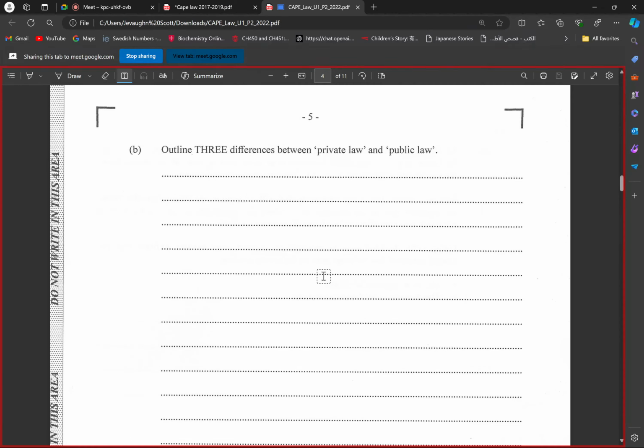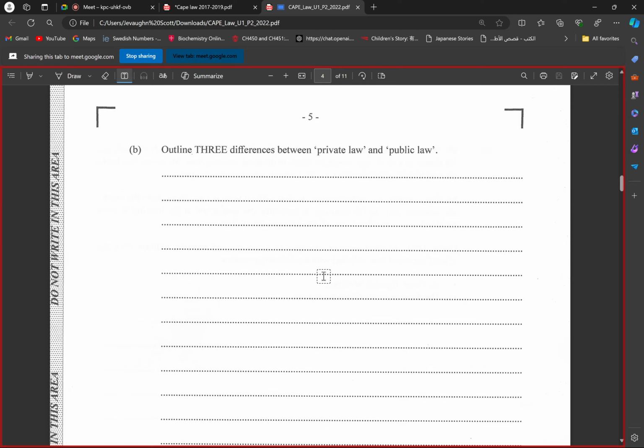What are the main differences between private and public law? Go ahead. Sir, I would say the definition itself, one being between the state and an individual, and the other between two parties. Okay.